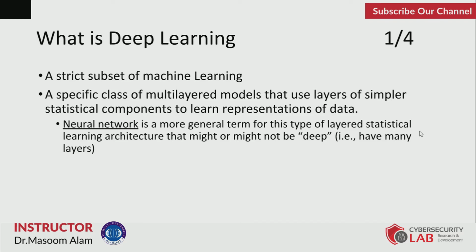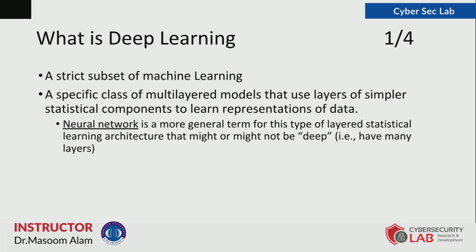Now that we have looked at machine learning in detail, its application and the data generation process, let's move to deep learning. The first thing about deep learning is that it is a strict subset of machine learning. So whatever we do in deep learning comes under machine learning. However, there is a very subtle difference between deep learning and machine learning. The difference is that it is a specific class of multi-layered models.